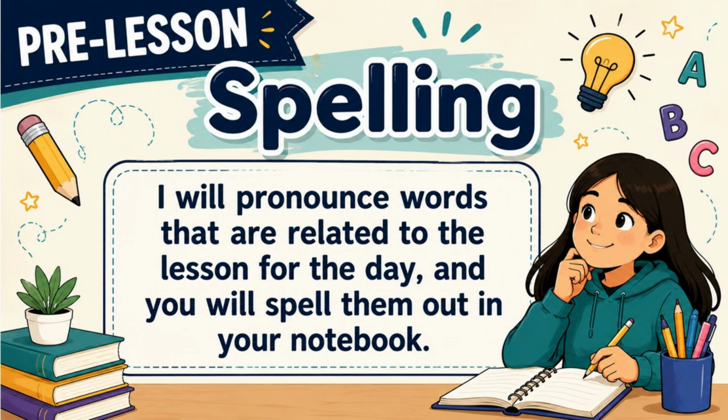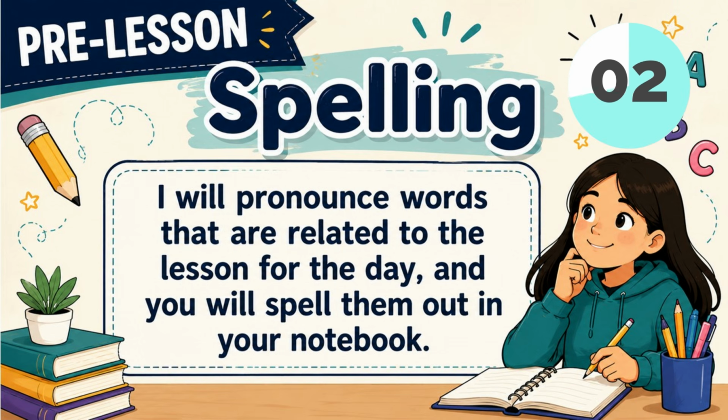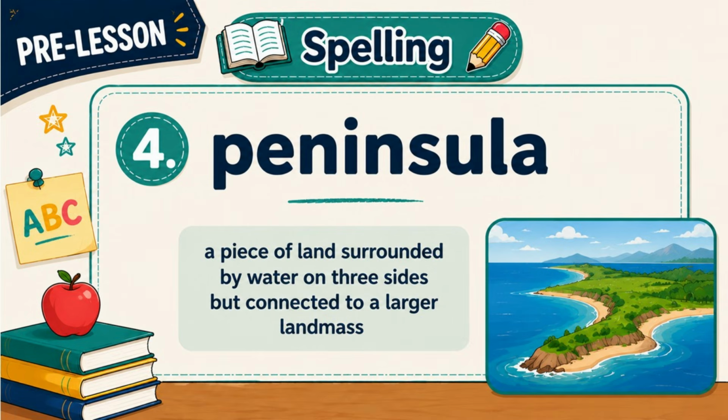Number 4. Peninsula. Peninsula: a piece of land surrounded by water on three sides but connected to a larger landmass.